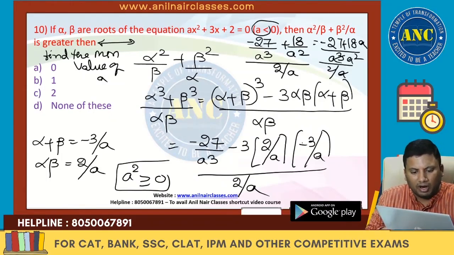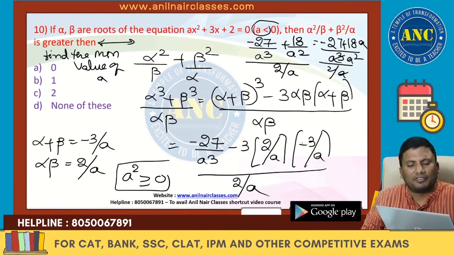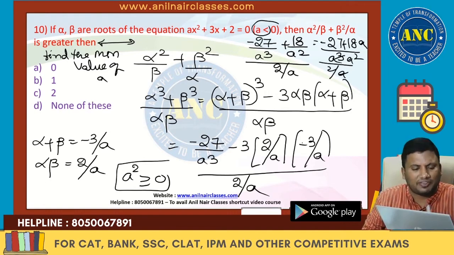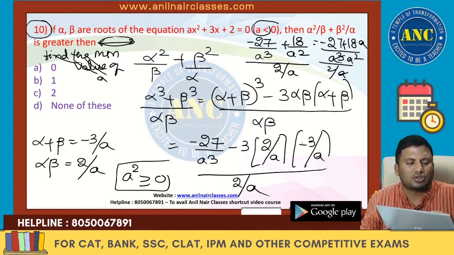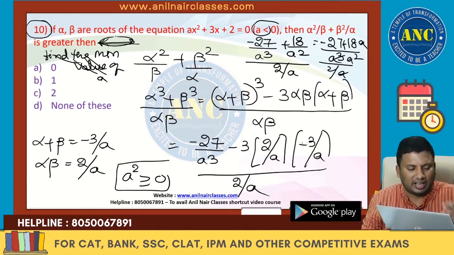Or probably what you can do is take some value of A and find out the value of alpha cube. That will be an elementary question. Find the minimum value of A. Something is missing in this question, which I will get back to in the second class. I will solve this question again with what is missing, right?